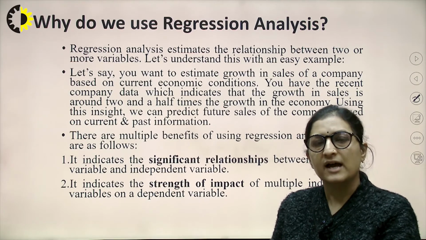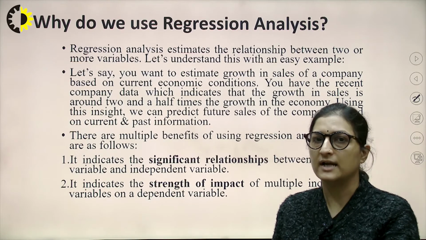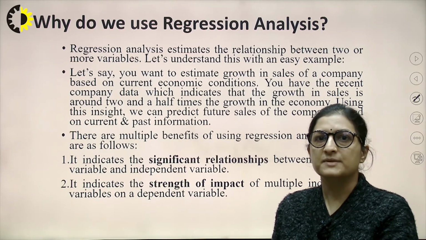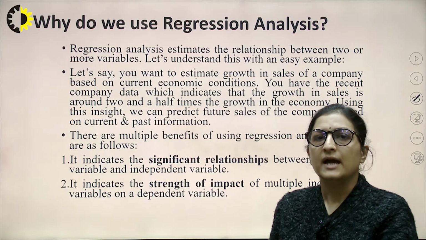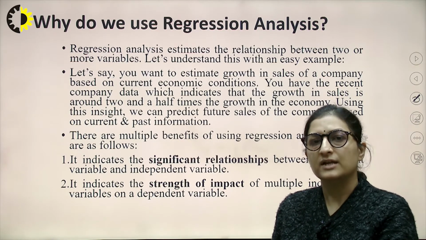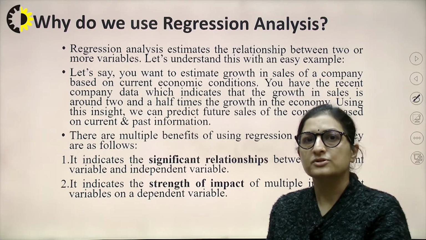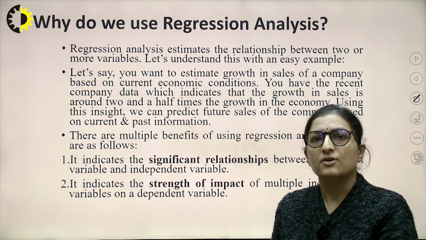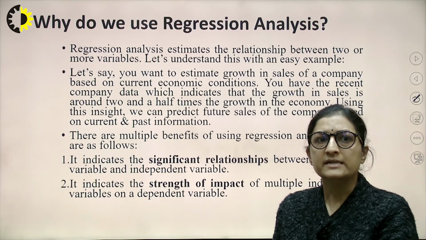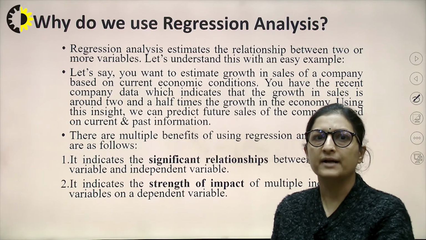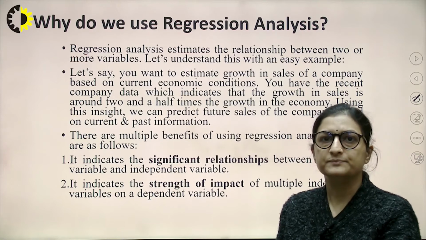So when we have the data set with us, we have to analyze what kind of relationship there is between the dependent and the independent variable, and depending on that relationship we can make a model, and then that model can be used for making predictions. So this is all we do in regression analysis. It indicates the strength of impact of multiple independent variables on a dependent variable.